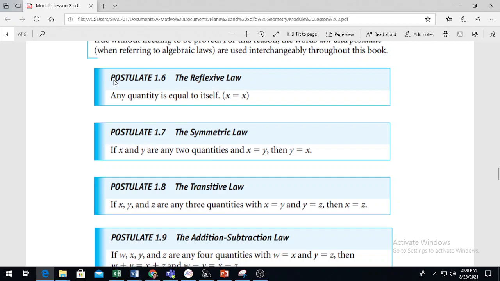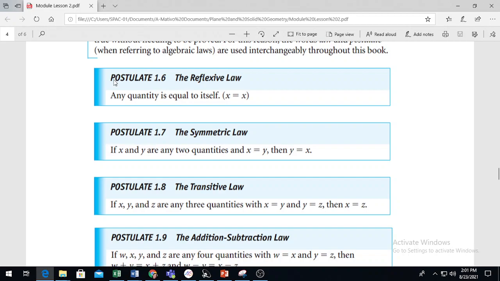So let's begin with postulate 1.6, the reflexive law. Any quantity is equal to itself. Yes, that is the reflexive law. The symmetric law is if x and y are any two quantities and x equals y, then y equals x. That is symmetric. And postulate 1.8, the transitive law. If x, y, and z are any three quantities with x equals y and y equals z, therefore x equals z.